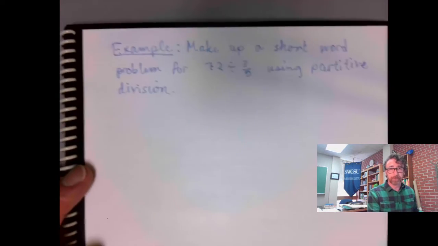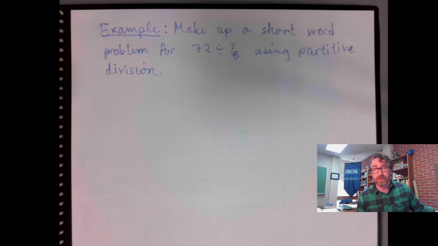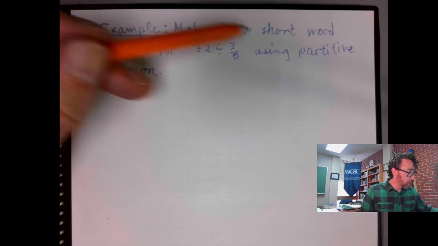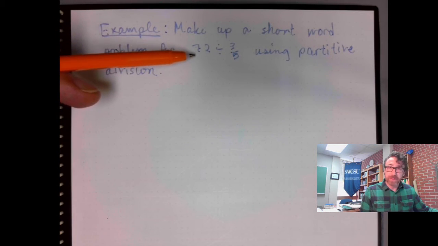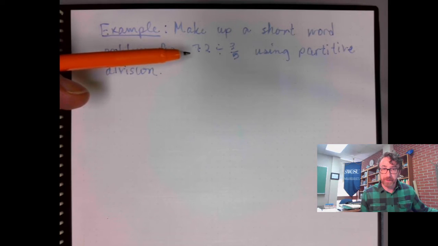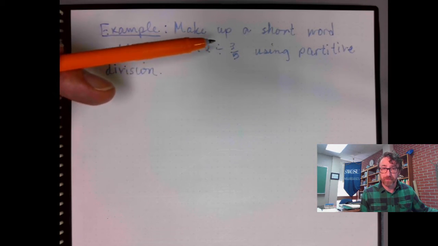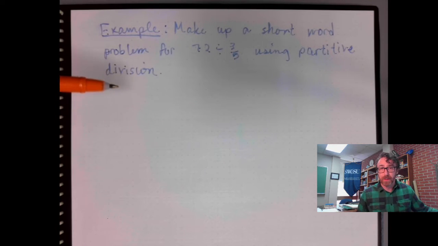Okay, one last thing I want to discuss here, and that is creating word problems. As teachers, we need to be able to come up with problems for our students to solve. And the problems that we come up with need to illustrate certain aspects of the computation that we want the students to learn. So here we're trying to make up a short word problem that would lead the student to do this computation. So we want to get the student to do 72 divided by 3/5.